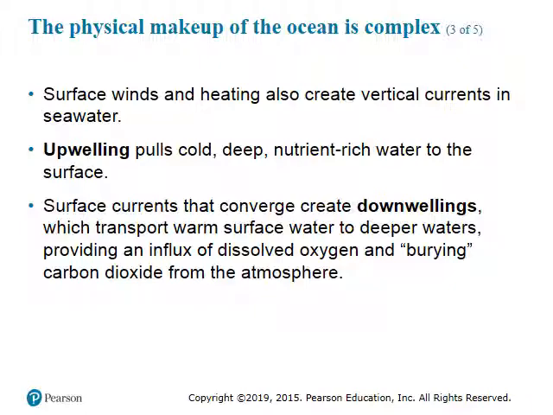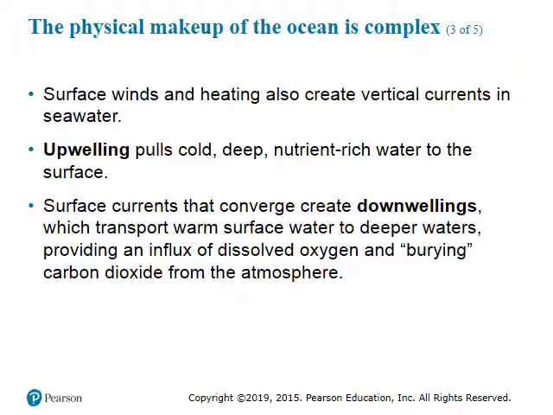And where upwellings occur, you tend to have very large stocks of fish, right? That's a very nutrient-rich area for phytoplankton, algae, and small marine life to flourish, and then subsequently larger marine life. So, where you get those upwellings of cold waters, you tend to have very strong fisheries.